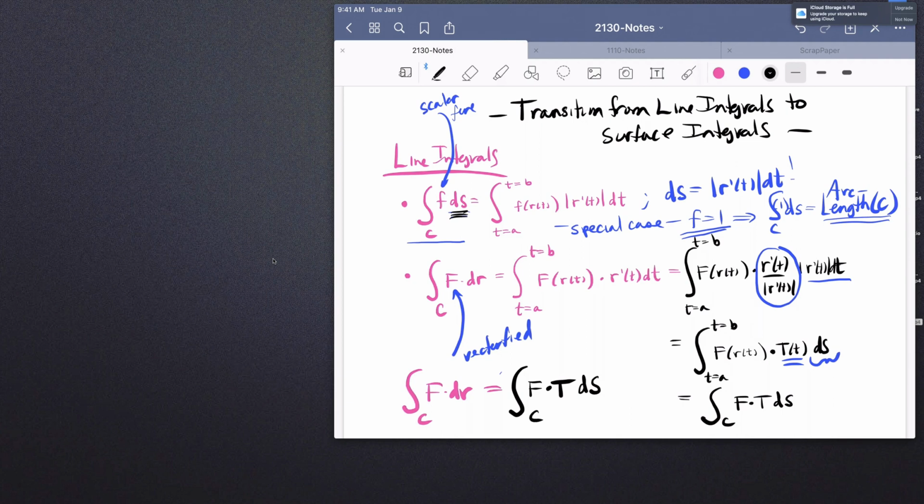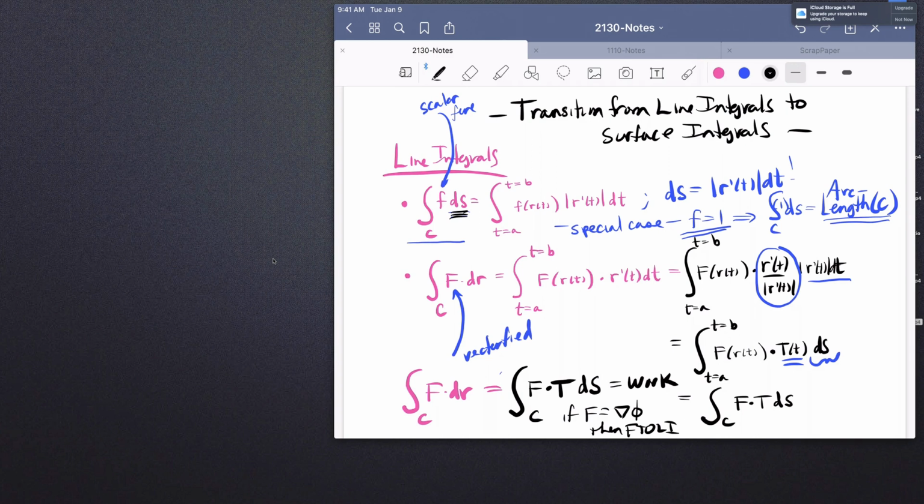And that led us to a work integral that we could also use the fundamental theorem of line integrals on if the vector field was the gradient of a potential function phi. Then the fundamental theorem of line integrals would kick in and make these line integrals of vector fields quite a bit easier. So that's where we've come from with the line integrals. What we're going to see is something very similar happen when we move to surface integrals.